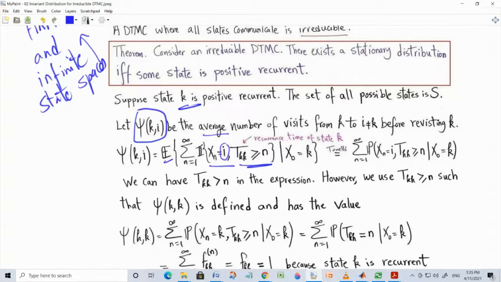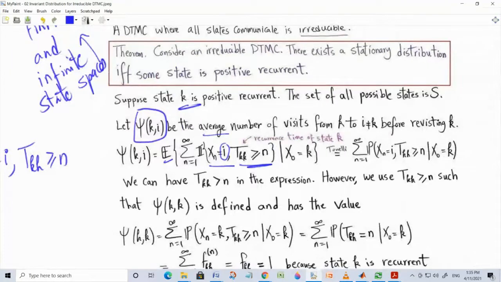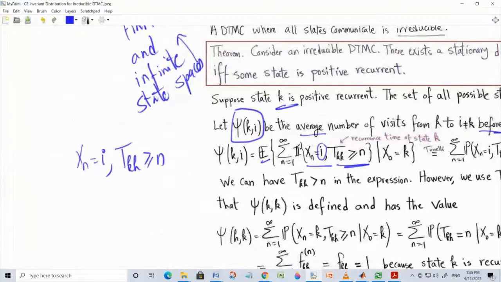So we need the recurrence time of state k to be greater than or equal to n. Our event is that xn is equal to I, which means that you visit state I, and at the same time tkk is greater than or equal to n, which means that the recurrence time starting from k, and then you enter into k again for the first time, should be greater than or equal to n. Because here is how we define psi, we need to count the number of visits before revisiting k.